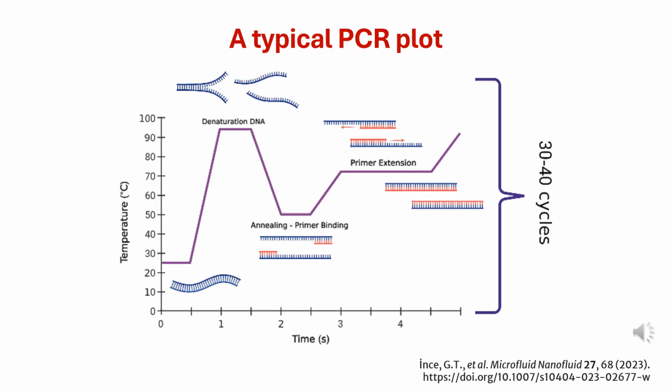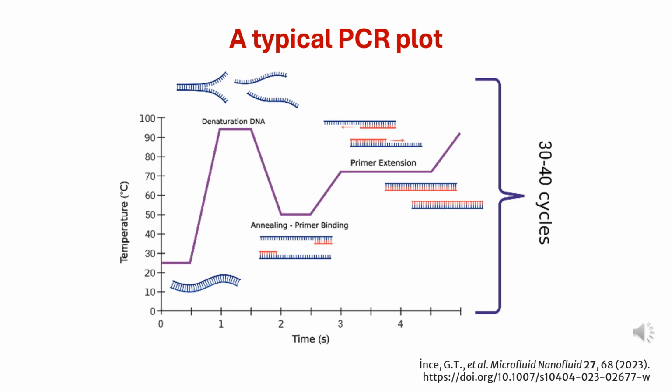So here you can see a typical polymerase chain reaction plot, a PCR plot, which is often seen in real-time or quantitative PCR. It displays amplification of DNA over multiple cycles. The plot features cycle number on the x-axis and fluorescence intensity on the y-axis, and the curve typically has three major phases, that is baseline, exponential, and plateau stage.